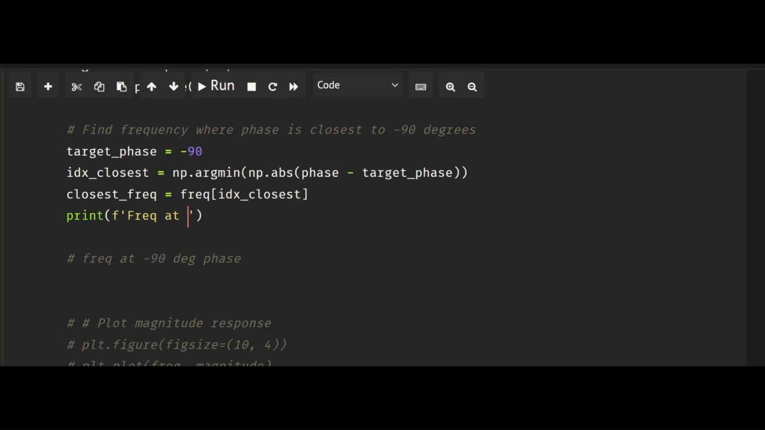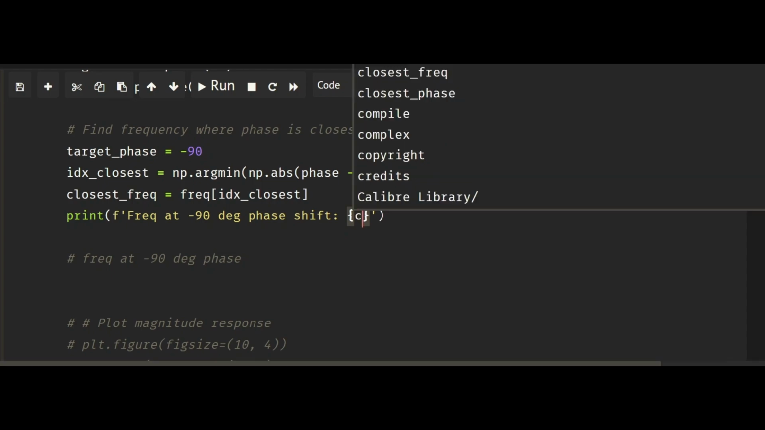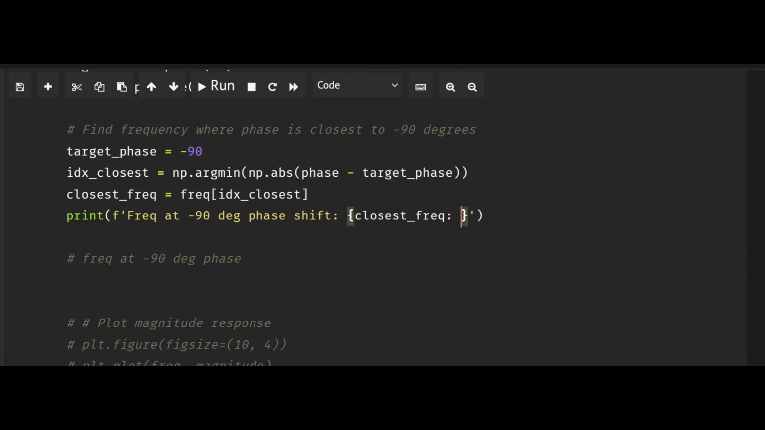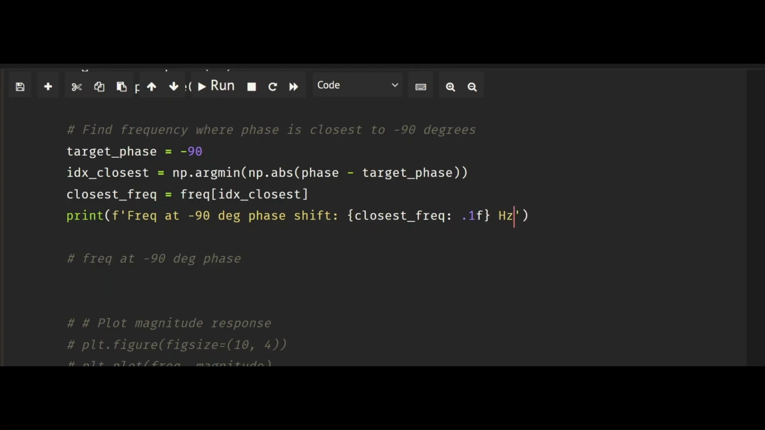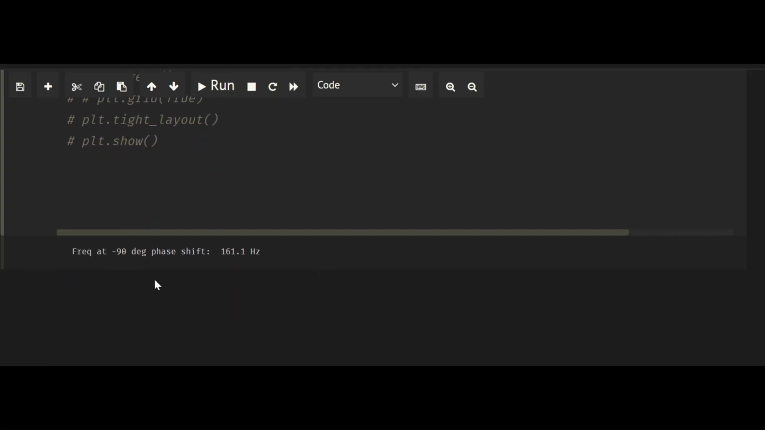Frequency at minus 90 degree phase shift, and this will be the closest frequency. I just want 1 decimal point, and this will be in hertz. So let me just print this. Amazing. So we get this number. Frequency at minus 90 degree phase shift is 161.1 hertz.